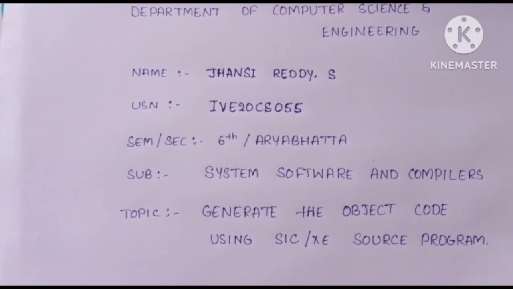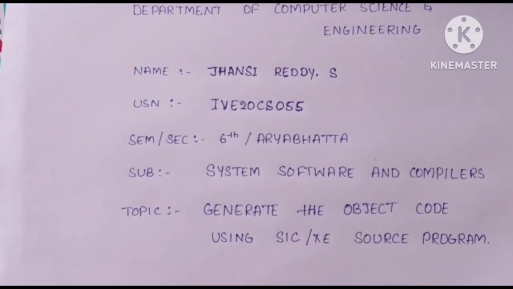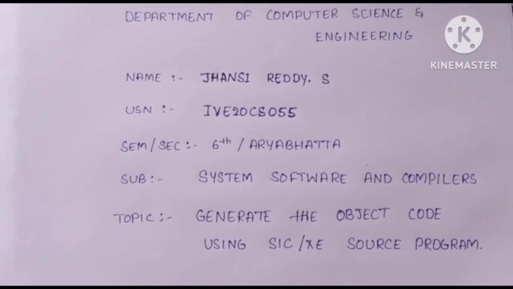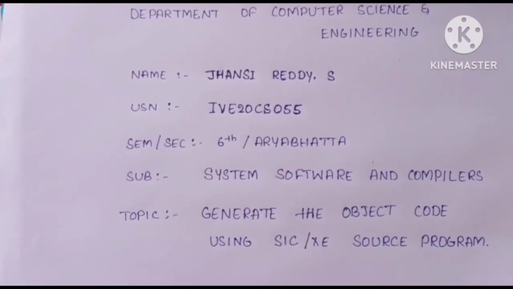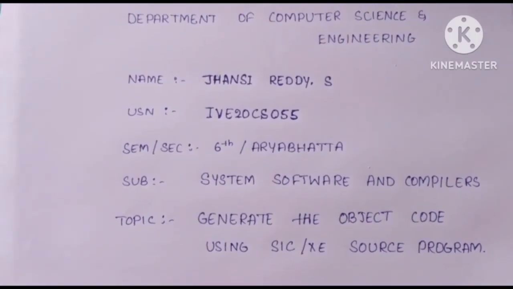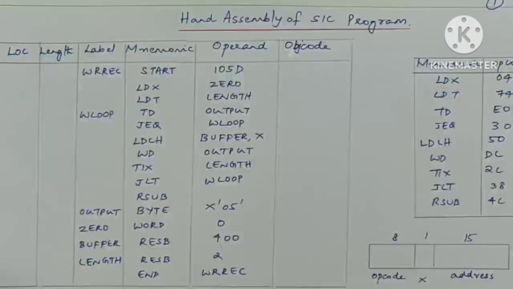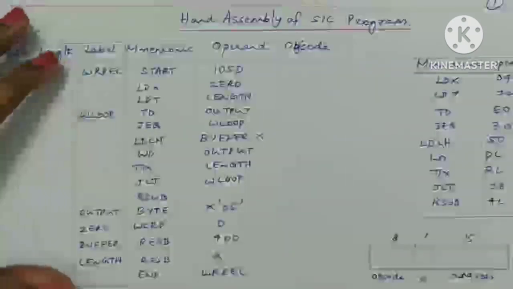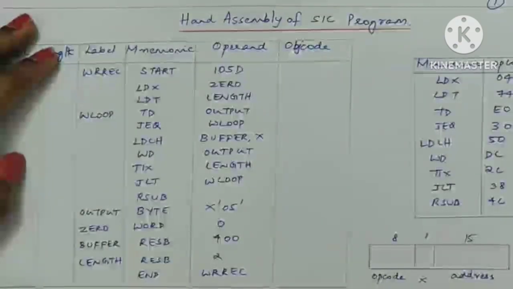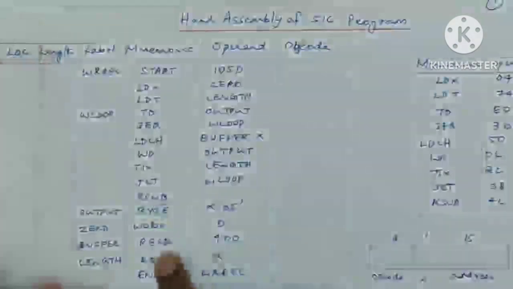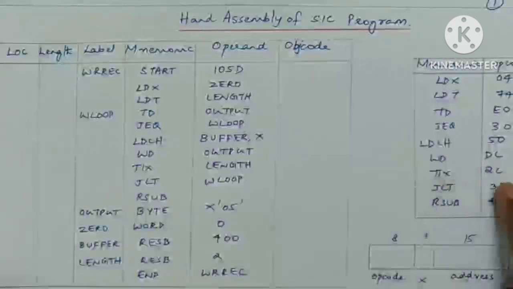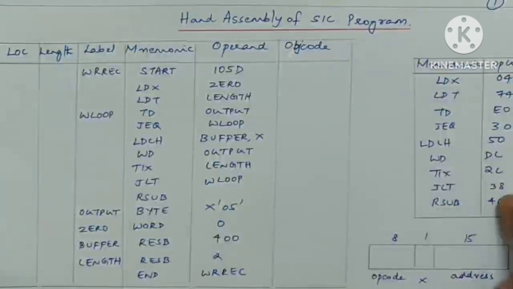Now we are discussing the topic: generate the object code using a SIC/XE source program, related to the subject System Software and Compilers. Here we are looking at the SIC architecture. So let's try to understand the given question. A set of assembly language code is given to you, and for all these mnemonic operations, its opcode value is also given.